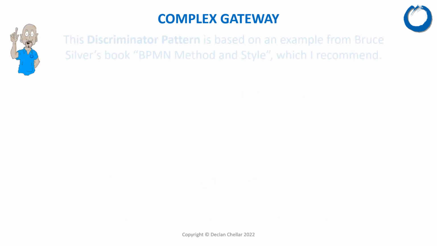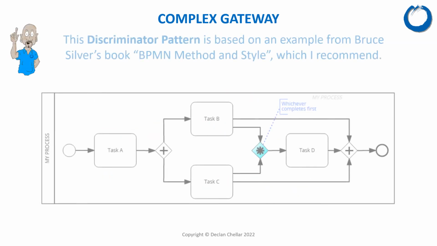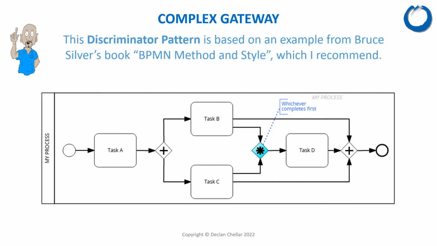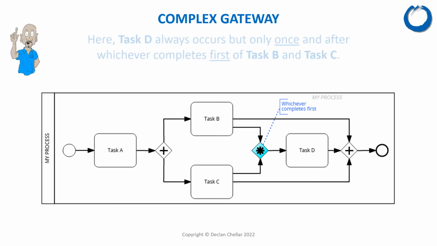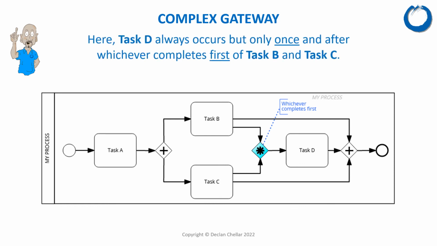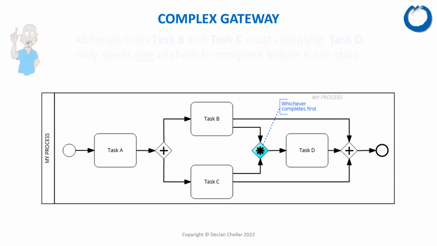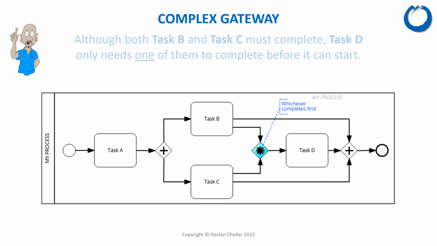This discriminator pattern is based on an example from Bruce Silver's book, BPMN Method and Style, which I recommend. Here, task D always occurs, but only once, and after whichever completes first of task B and task C. Although both task B and task C must complete, task D only needs one of them to complete before it can start.